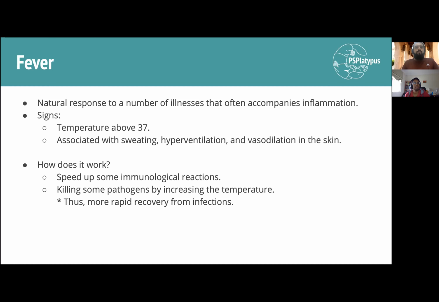How does it work, or how can we consider fever as part of our innate immune system? Because fever increases our temperature above 37, it actually speeds up some immunological reactions that need high temperature to be speeded up. Also, some pathogens, like some types of bacteria, can't live in a temperature above 37. So by increasing the temperature, fever kills these pathogens.